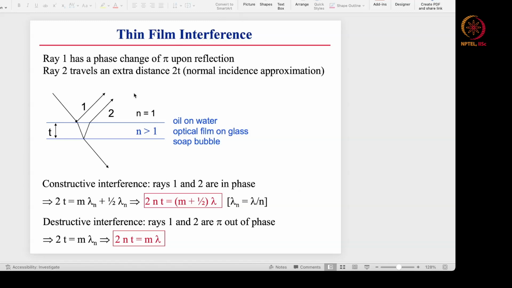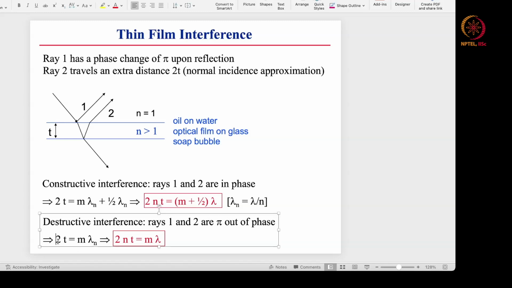As you can see, this undergoes a phase change of pi, and then it has the 2t distance, which is what we are adding here. The destructive interference will happen when the two rays are pi out of phase.